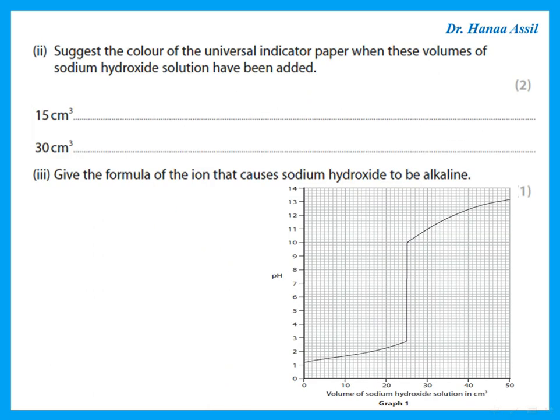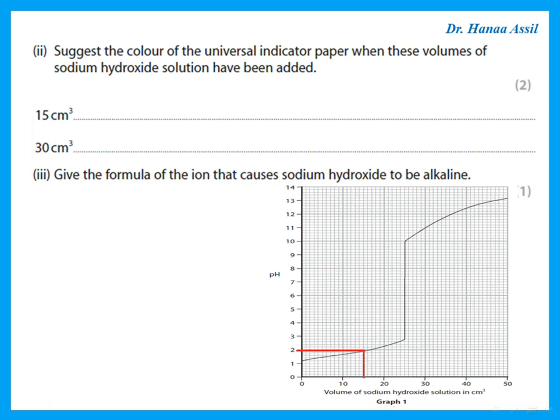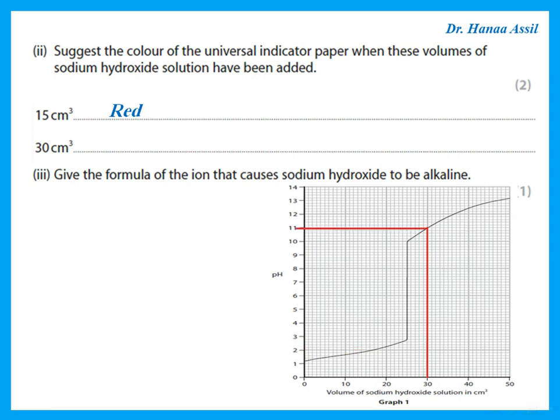So, the color of the universal indicator paper when these volumes of sodium hydroxide solution had been added. Well, when he added 15 cm³, where is 15 cm³? The pH was 2, so what would be the color of the universal indicator paper? It will be red. Now, when he added 30 cm³, where is 30 cm³? The pH was 11. What would be the color of universal indicator paper when it is 11? Blue. Remember that anything below 7 is acid, above 7 is a base.